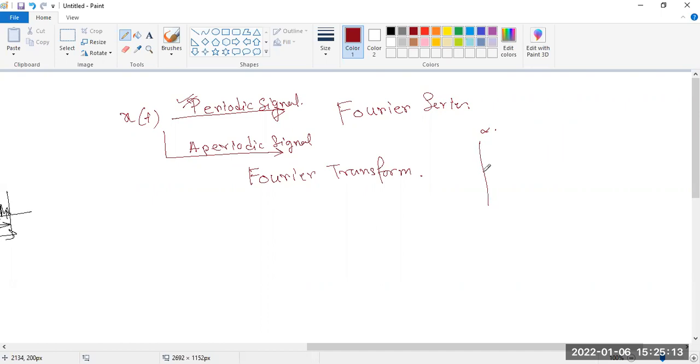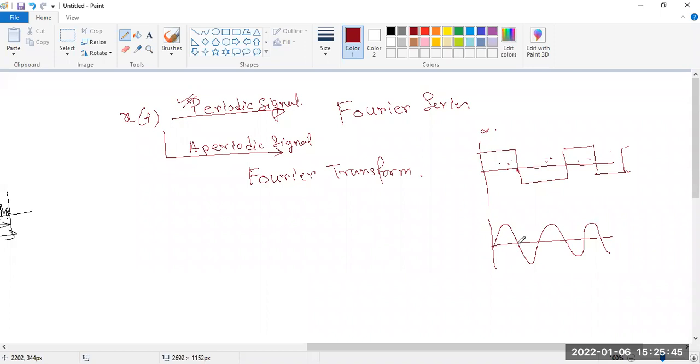If this is a periodic signal, one by one I will give you some examples. This is a periodic signal, this is not a sine wave, this is a square wave. It is a square wave, but you can convert it into an infinite summation of sinusoidal signals, but its fundamental frequency, its fundamental harmonics, should be the same.